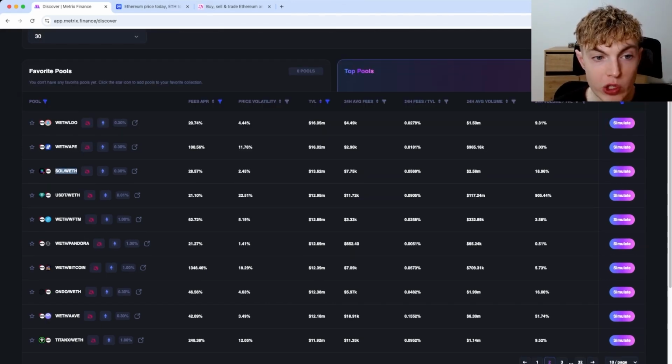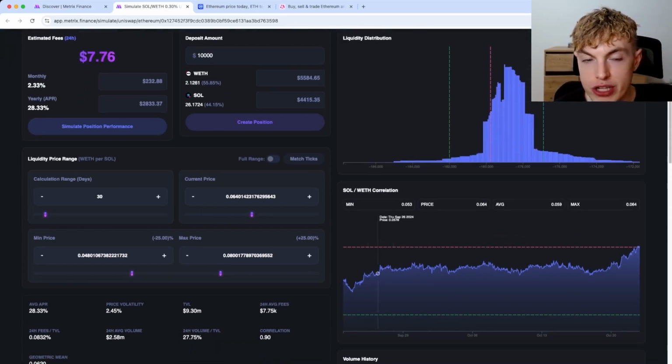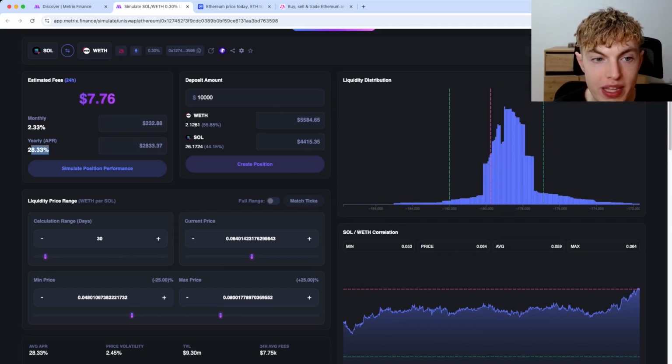This pool right here looks interesting. So Sol to wrapped ETH. Sol is an asset I'm personally bullish on, so I definitely want to check out this pool. It's doing about 29% fees APR. I'm going to go ahead and simulate this. I'm going to set the deposit amount to $10,000 right off the bat without changing the range. It's saying I'd be getting 28% APR.